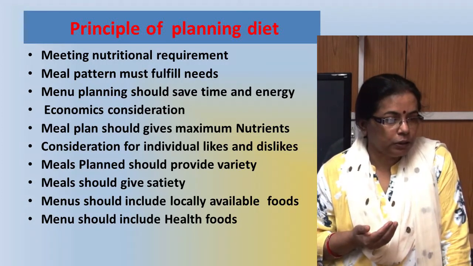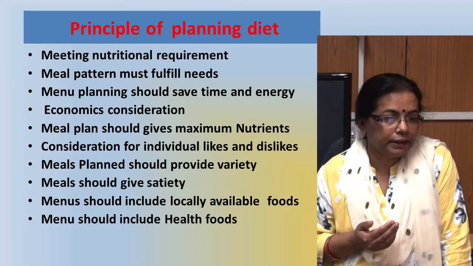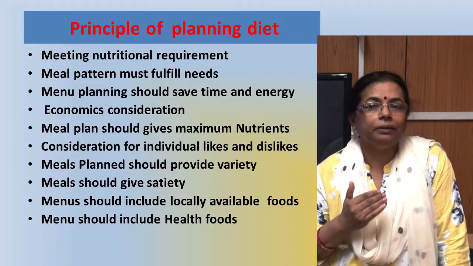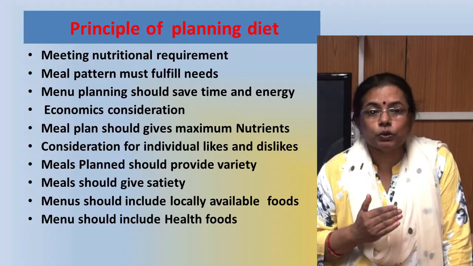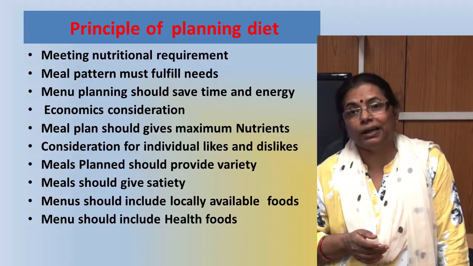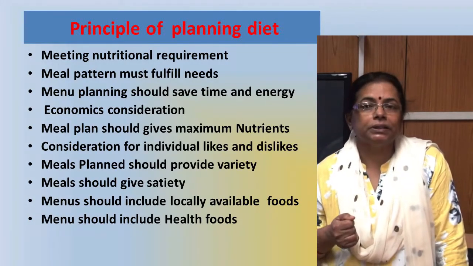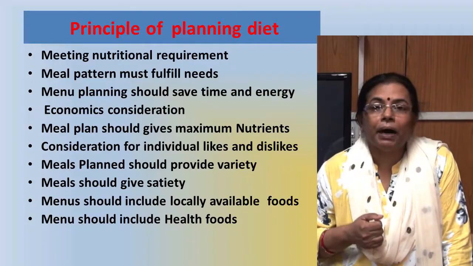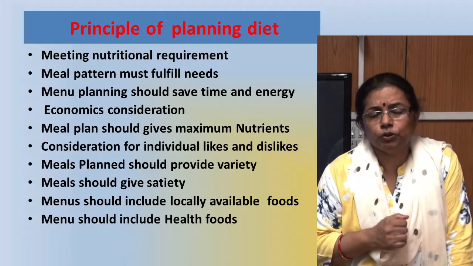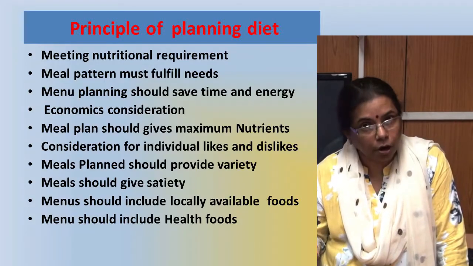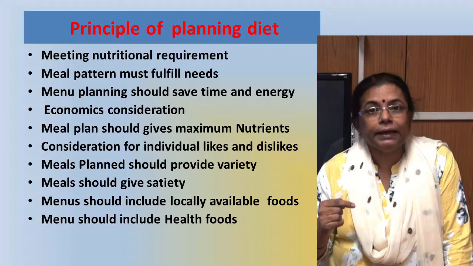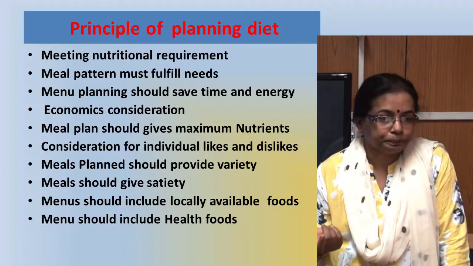Next principle is consideration for individual likes and dislikes. Menu plans should not only meet the RDA, but should also consider individual preferences, particularly vegetarian and non-vegetarian preferences. If a particular green is not liked by an individual, it may be tried in different forms or substituted by some other equally nourishing food.